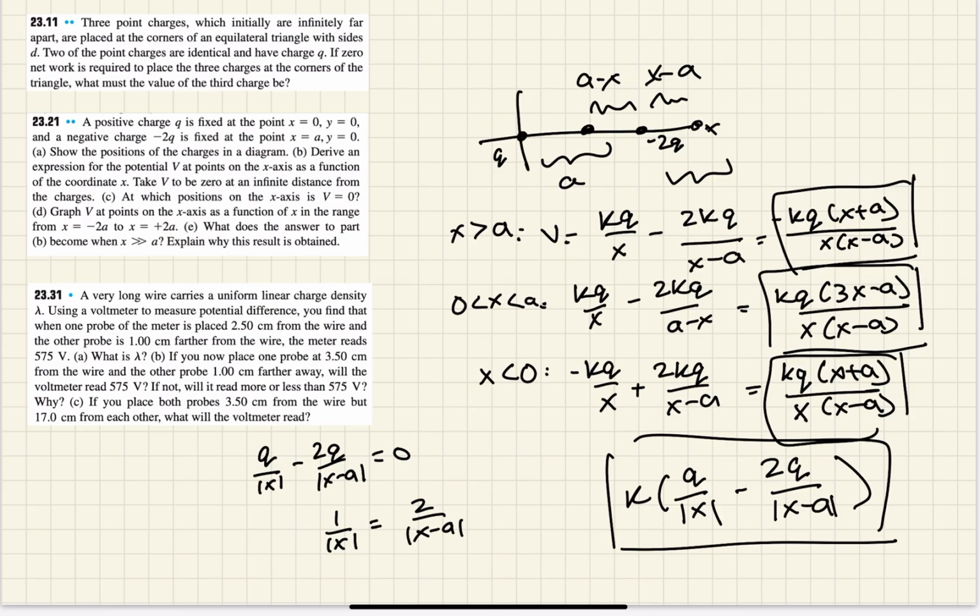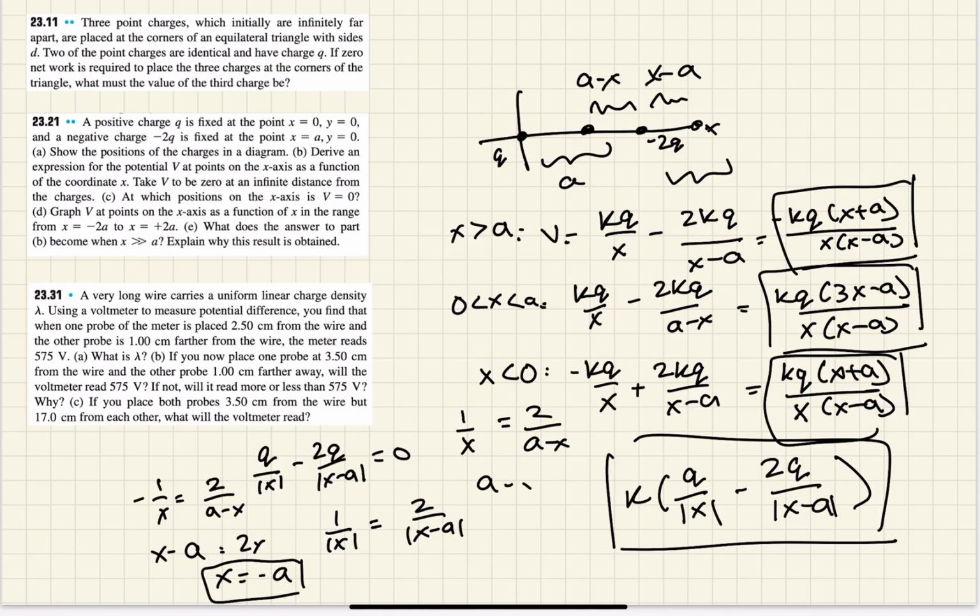Since x is less than 0, it becomes negative 1 over x is equal to 2 over a minus x. Multiplying both sides, a minus x times negative 1 gives you x minus a is equal to 2x. Moving the x to one side, x equals negative a. So that's one solution. For 0 less than x less than a, it is 1 over x. This time it's positive, but x minus a would be negative, so it becomes 2 over a minus x. Multiplying it out, a minus x is equal to 2x, so 3x equals a, which means x is equal to a/3. And that is also within the region. You can do it for x greater than a, but you're not going to get a solution for that, so I won't bother.